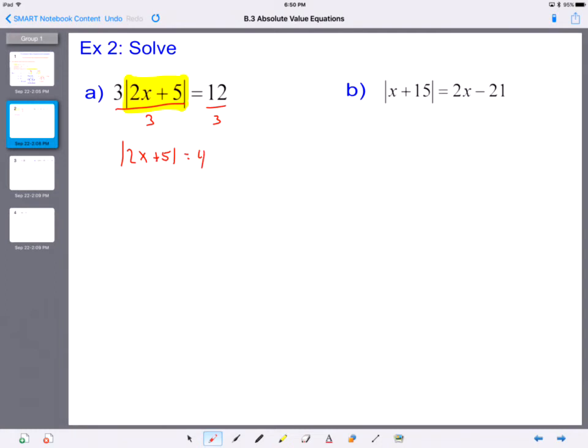Now that it's isolated, we want to set it up into our two cases. I'm just going to call it C1, case 1, is that we know that inside the absolute value, that 2x plus 5 could equal two numbers. It could be negative 4, or on case 2, 2x plus 5 could equal positive 4. And we're sure that's going to happen because once we solve for x, we're going to get two values that make that inside 4 or negative 4. So go ahead and solve the two linear equations.